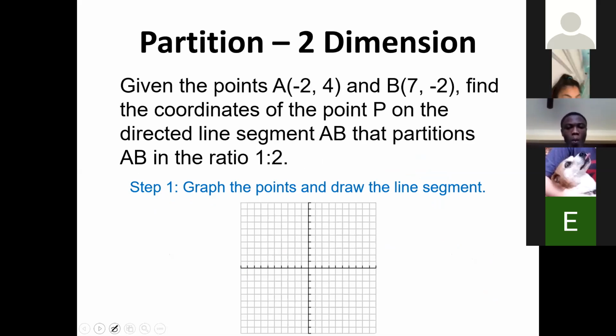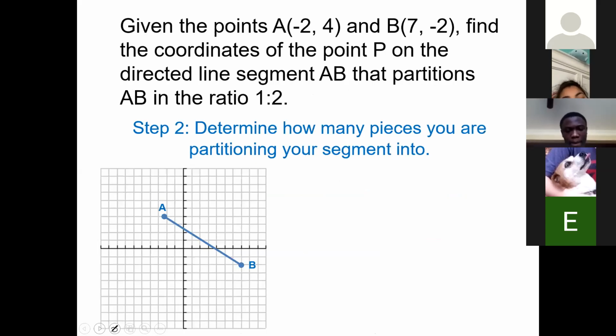Given the points A is (-2, 4) and B is (7, -2), find the coordinates of the point P on the directed line segment A to B that partitions it in a 1:2 ratio. The first thing we do is graph the points and draw the line segment. I mean, that's just standard, right? That's the easy part. So if we were taking a test and you did that, you would get a point. Great. So here we've done that.